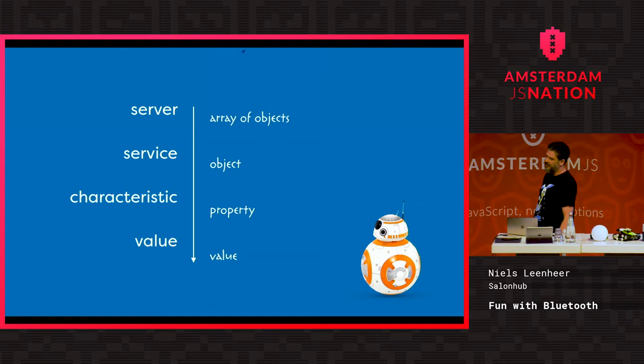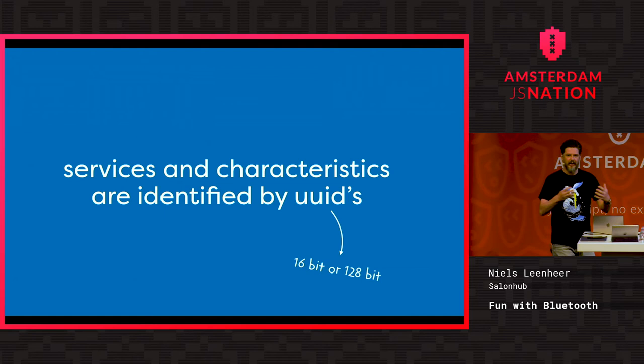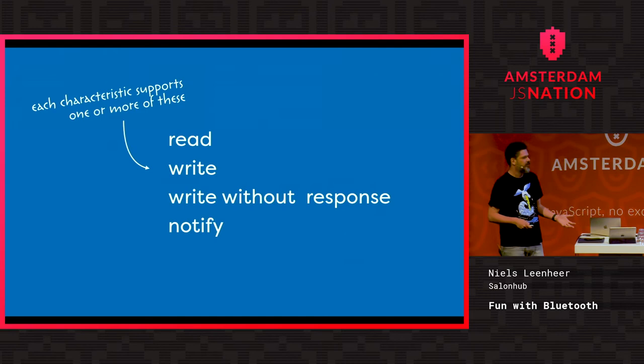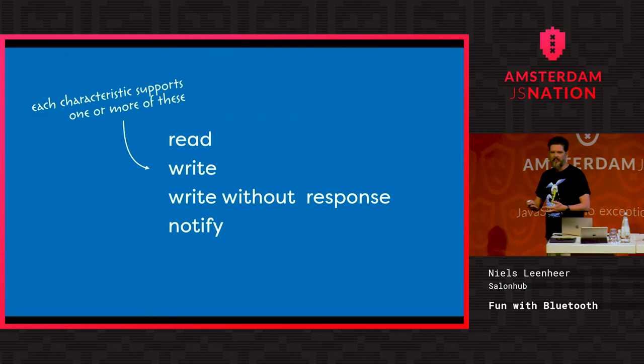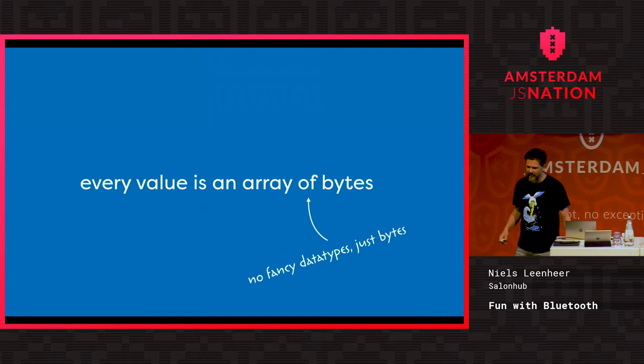So services and characteristics are identified by UUIDs. That means they don't have names, they only have numbers. Each of the values you can read or write to, you can get notified of changes, a bit like addEventListener. And every value is an array of bytes. So there are no fancy data types. So, phew. That was the boring theoretical stuff.